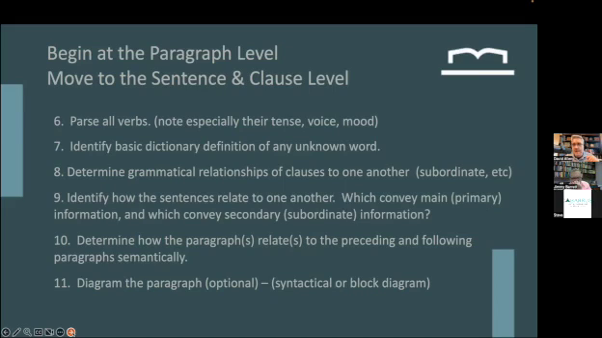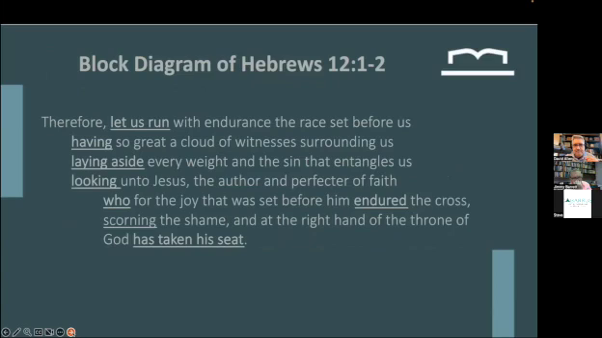Now, I want to show you what that looks like on your text. If you're not familiar with block diagramming, here is a block diagram of Hebrews 12, 1 and 2. The purpose of a block diagram, notice first that it's not a line diagram. You don't have the line here and then lines coming down underneath for adjectives and for subordinate clauses and things like that. No, in a block diagram, you arrange it by indentation showing what modifies what. So let me explain this diagram you're looking at.